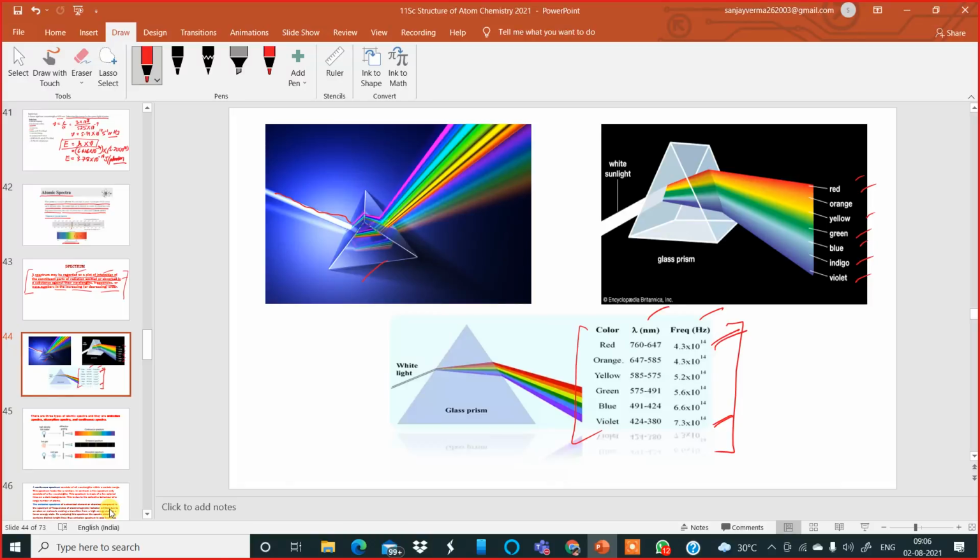For red color, it is 760 to 647 nanometer, but for violet it is 424 to 380 nanometer. So this is for the dispersion, or the production of spectrum, by passing white light through a glass prism.